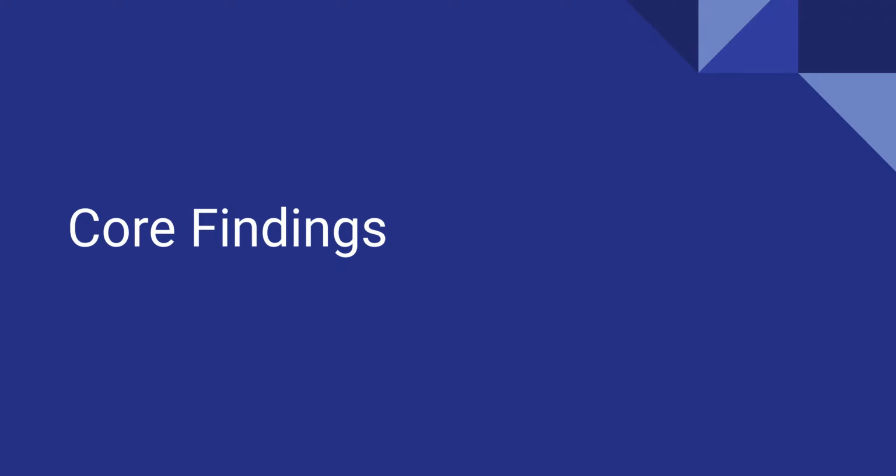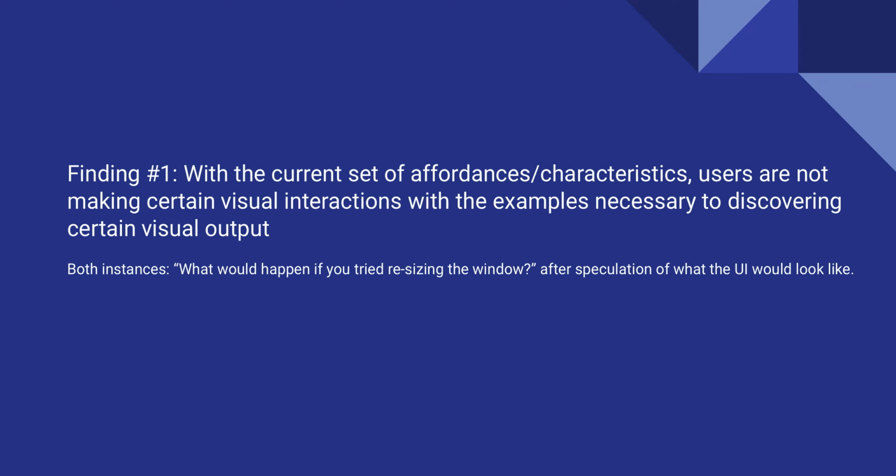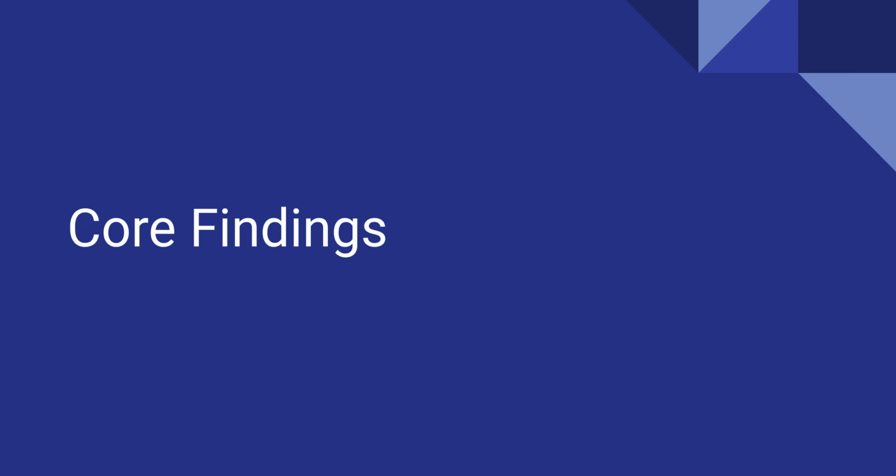So the core findings from the approach is that we took the 4 layers of understanding for both example C and example F, so both individual and across examples, and we assessed how far the characteristics allow the users to discover affordances and characteristics. Users are not making certain visual interactions with examples necessary to discovering certain visual output. So let me go over why this is the case.